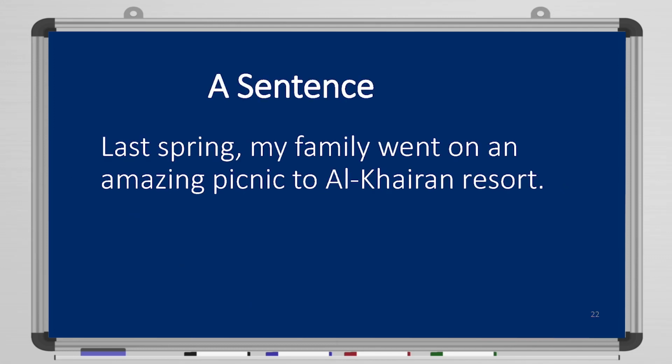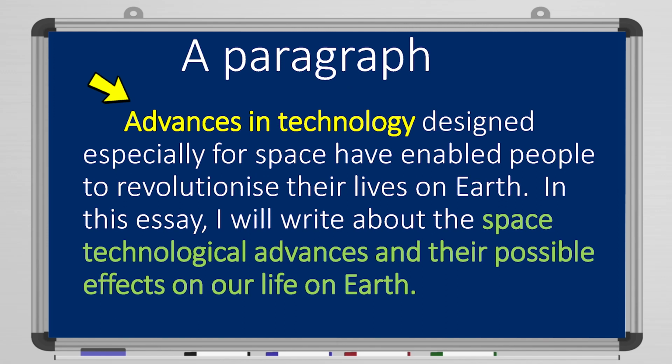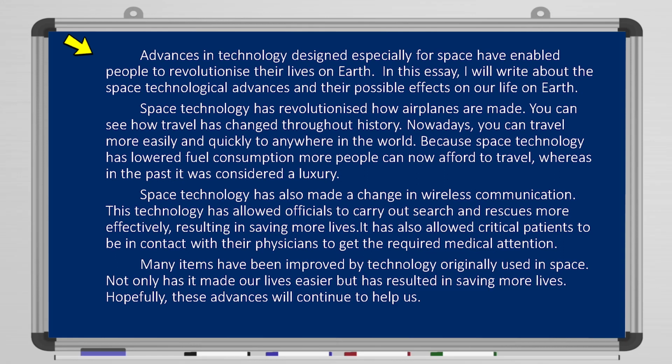Now, this is how a sentence should look like. Last spring, my family went on an amazing picnic to Al Khiran Resort. Your paragraph should look like this. Remember to indent your paragraph. Each paragraph covers one idea. This is how your essay should look like. Your essay should look something like this. Each paragraph should be indented and symmetrical. See, we have around 4 paragraphs, a minimum of 4 paragraphs.